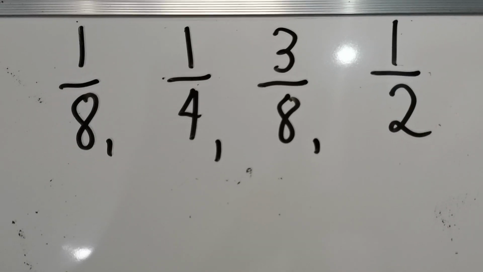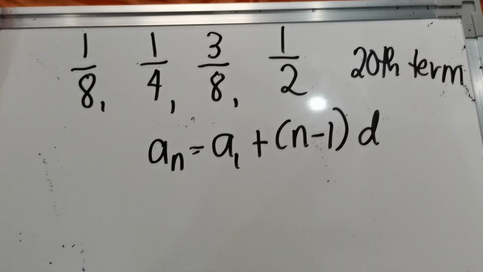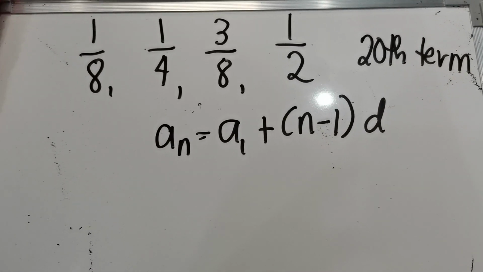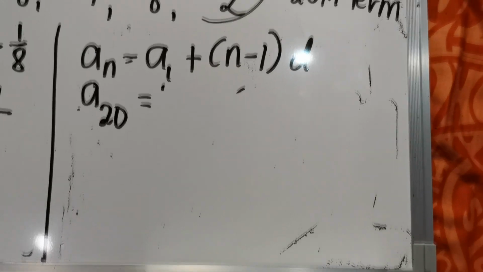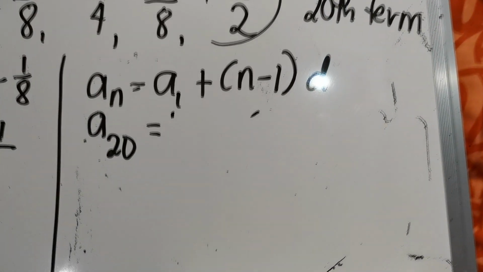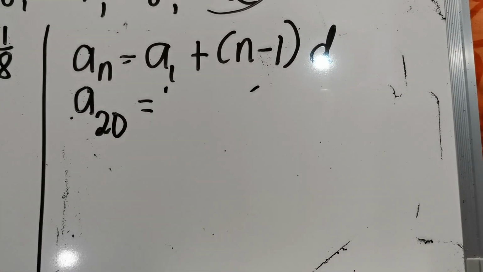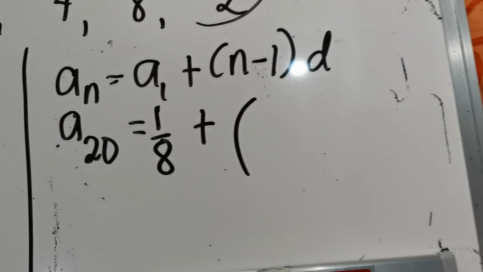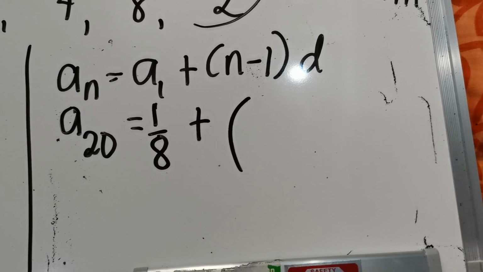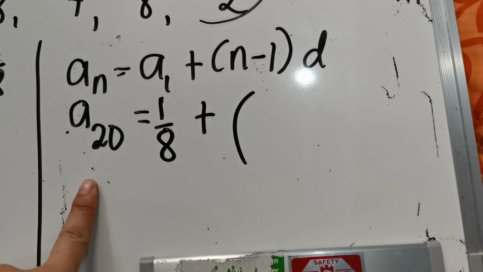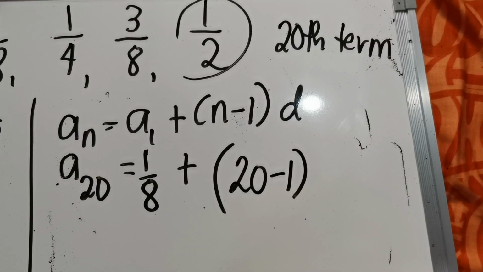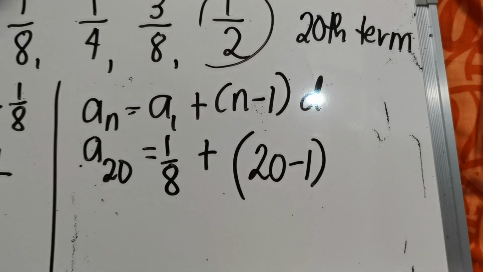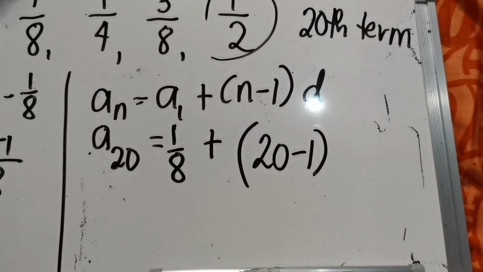operation ng fraction. Using the formula, we have here a sub n is equal to a sub 1 plus n minus 1 times d. In this case, ang hinahanap natin is the 20th term. So, therefore, that is a sub 20. So, equal to a sub 1, which is 1/8, and then plus the number of terms we have here is 20. Minus 1 is 19. So, and then multiply by the common difference.